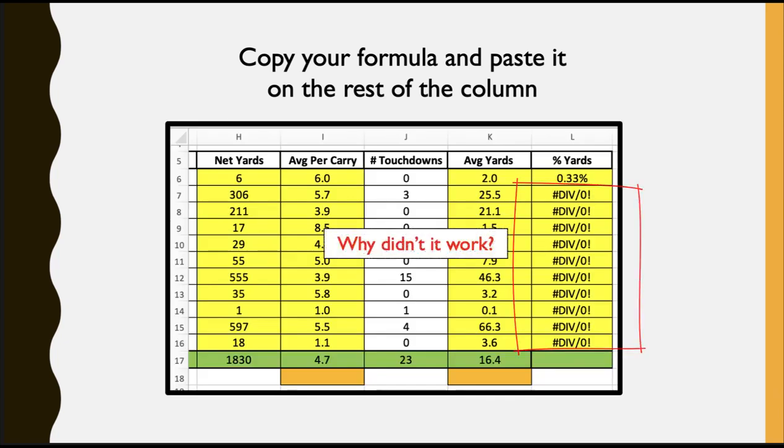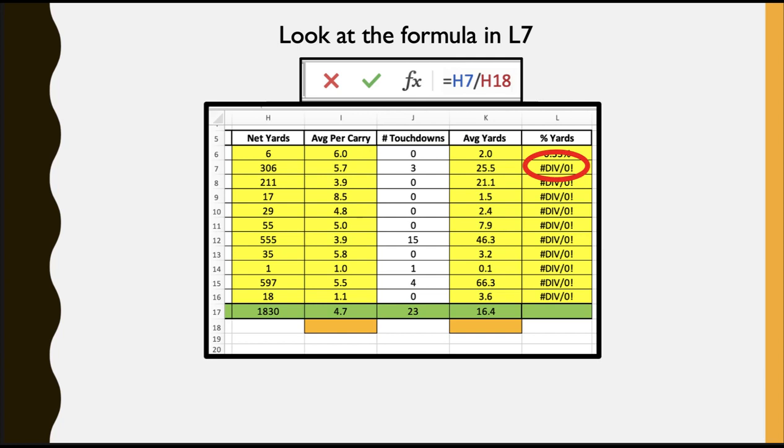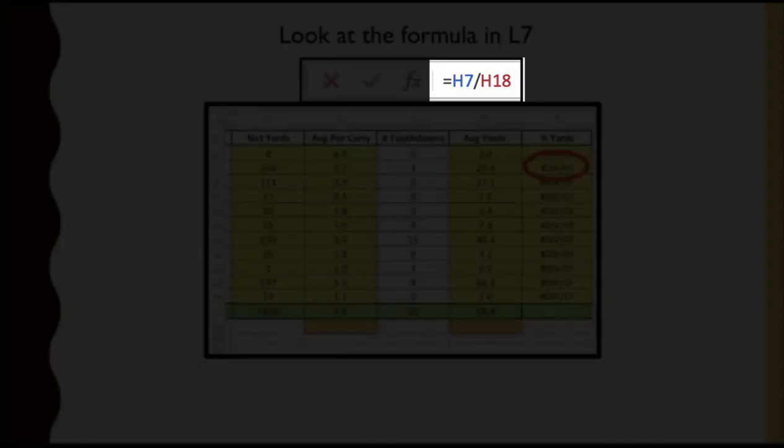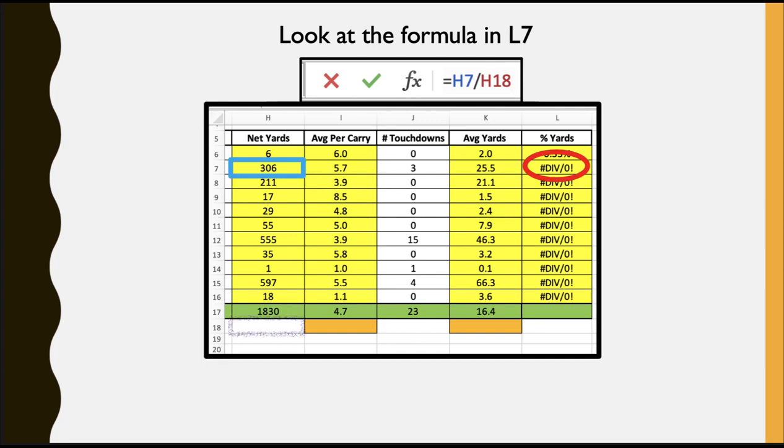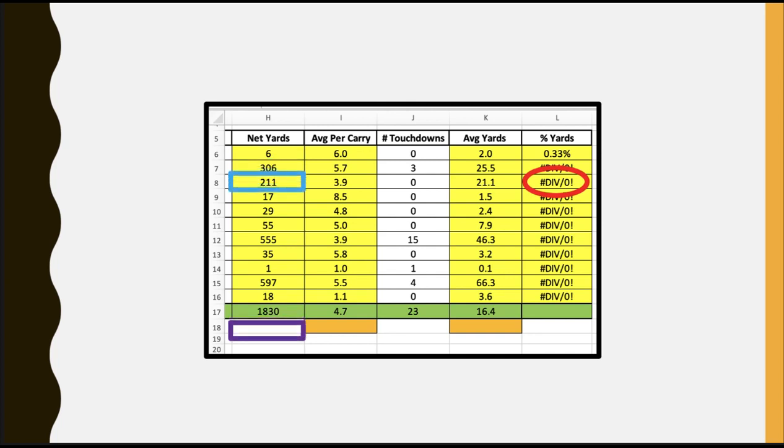Why didn't it work? Why can't I just paste this formula like I've been doing with my other formulas? Look at your formula in L7, that first box that got the formula pasted in. It says equals H7 divided by H18. Okay, so that's this box divided by this box. There's no number there, right? It did its thing where it shifted everything by one row, and now I've shifted away from where I actually need to be. So as it pasted, let's look at the next one, everything moved down one. So I went to this cell, and then down here, this one also shifted to another blank cell. That's why I have a problem.